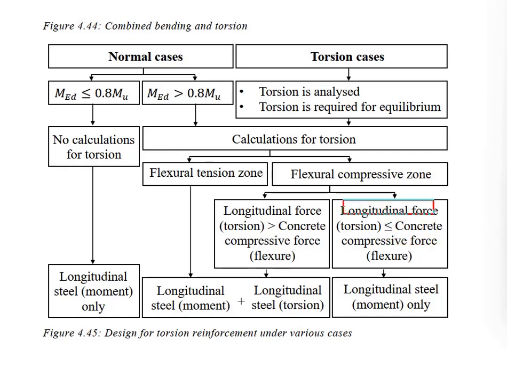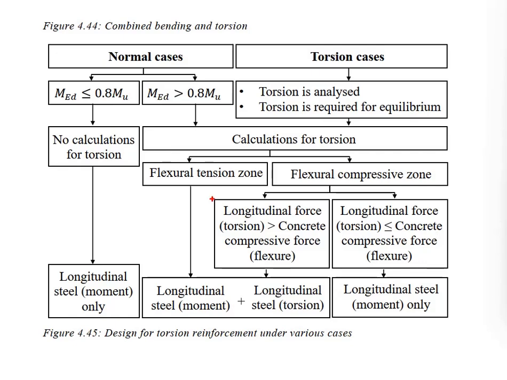If the longitudinal force due to the torsions is less than the concrete compressive force, that means this compressive force can be used to withstand the longitudinal force due to the torsion. As a result, no torsional reinforcement shall be required. The final reinforcement at the compressive zone will be as required for the flexural resistance.